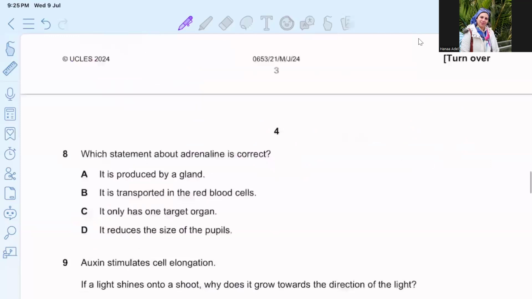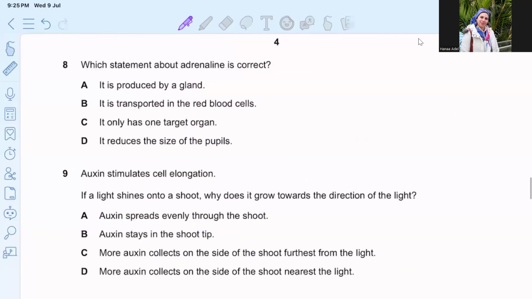Question 8. Which statement about adrenaline is correct? It is produced by a gland, or it is transported in the red blood cells. It only has one target organ. It reduces the size of the pupil. It does not reduce the size of the pupil, it widens it. It has only one target organ, no, many target organs. It is transported in the red blood cell? No, it is not in red blood cell. It is produced by a gland. This is the correct answer.